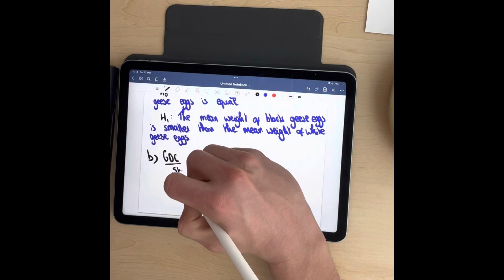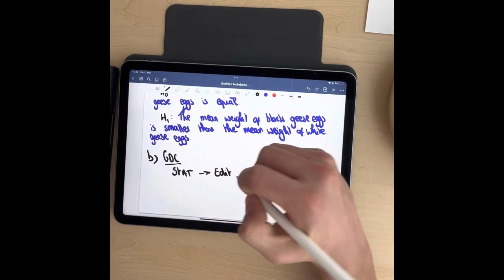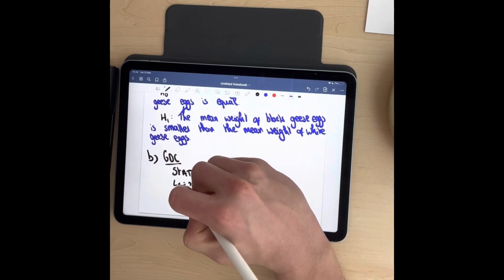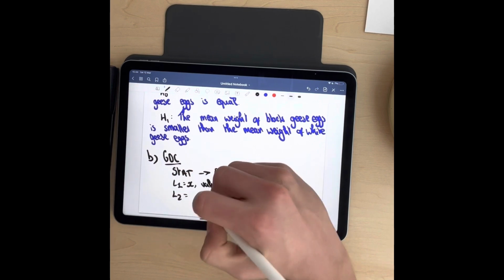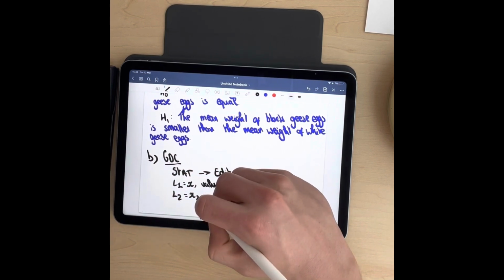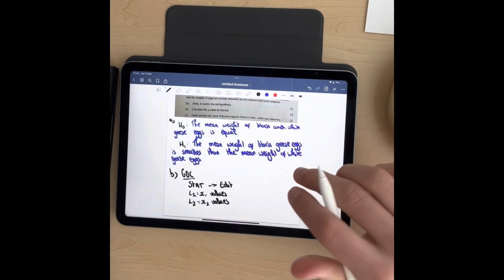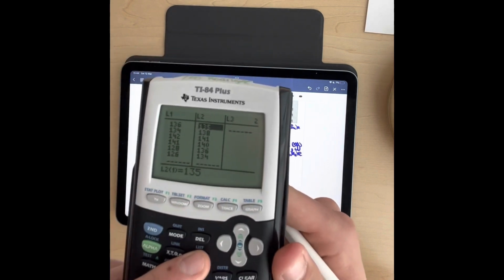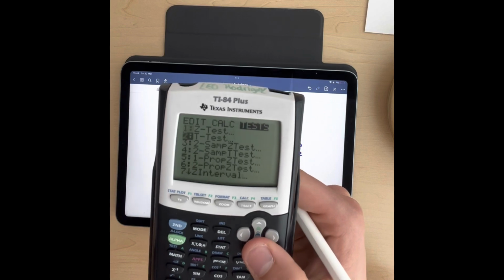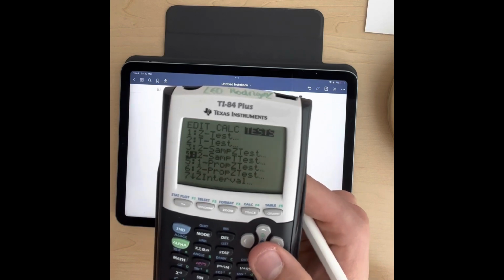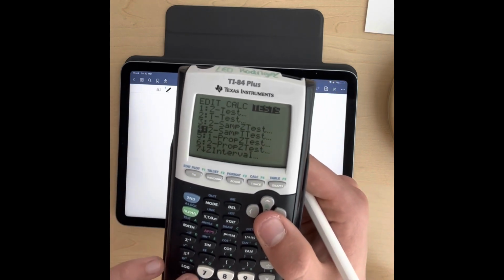So you go stat, edit, and in L1 you add the x1 values, and in L2 you write the x2 values, right? Once you have this, you want to go to stat again, calculate tests, and you want to go to, in this case, 2 sample t-test.